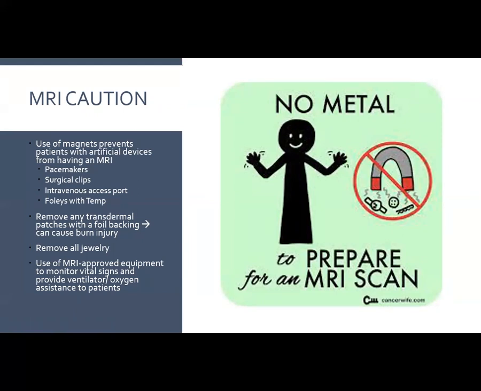You also want to remove any transdermal patches with a foil backing, because that can cause a burn injury. So if they've got a nitro patch or anything like that, or a nicotine patch, you want to go ahead and take that nicotine patch off. You want to remove all jewelry. And when they go in there, you use MRI approved equipment to monitor vital signs and provide ventilator and oxygen assistance to the patient.